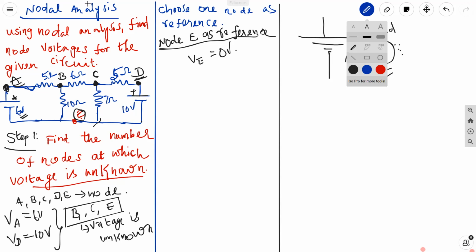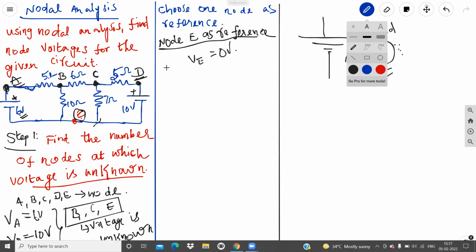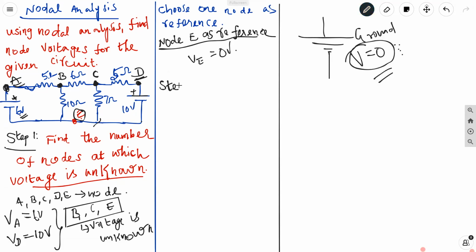Okay, right. So next, step 2. In mesh analysis, in step 2, we mark the direction of current in clockwise and label the currents. In the same way here in the nodal method, whatever node at which you are going to find the voltage, you just label it like VA, VB, VC, or V1, V2, V3.